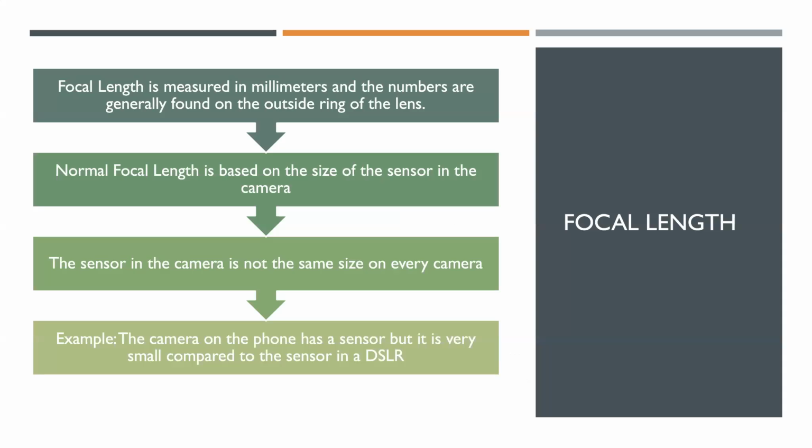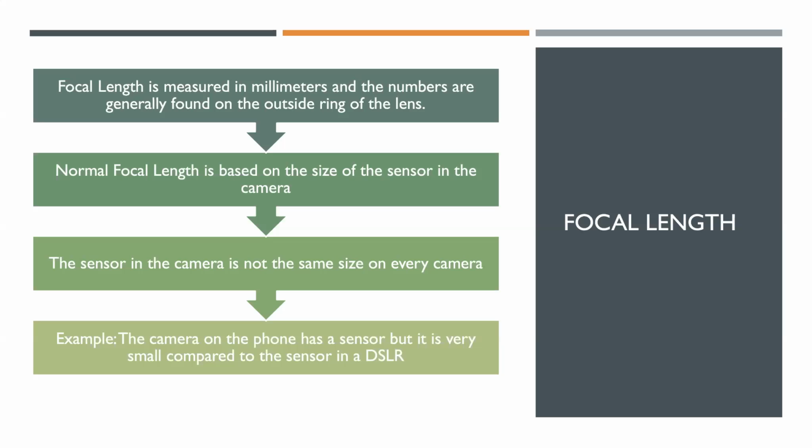Focal length is measured in millimeters, and the numbers are generally found on the outside ring of your lens. I've definitely pointed these out before, but we haven't really gone into detail, so that's what we're going to do in this lecture. They're generally white numbers on the outside of your lens, and there's a little white line that lines up with or is right next to the number 32 or 35. So you want to just look at that and notice where it is on your lens.